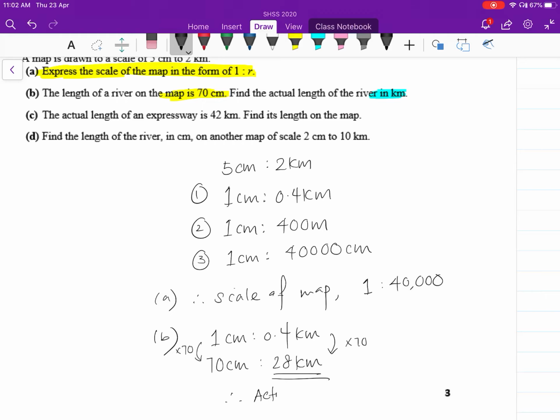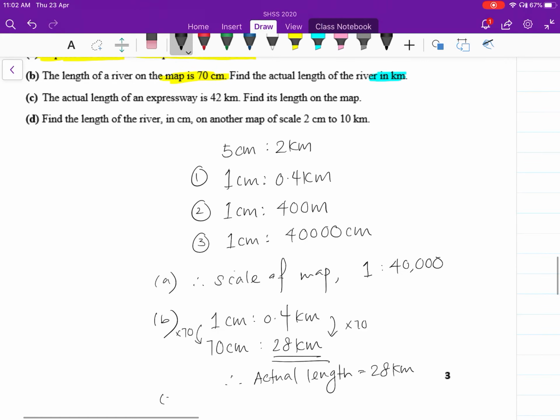Therefore, actual length of the river is 28 km. And I'm done. Part C.